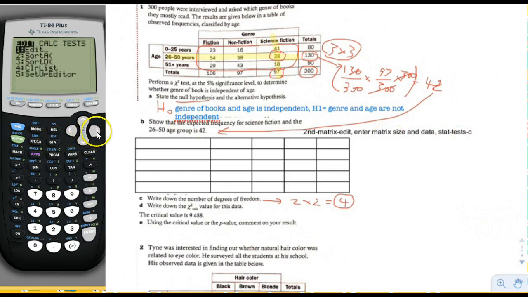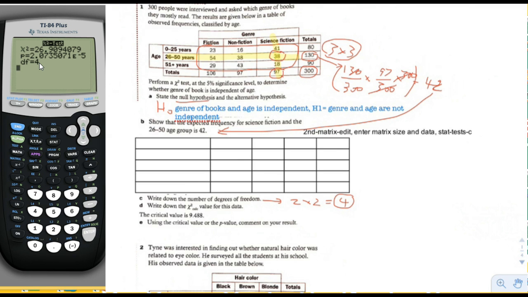Stat tests. See, that must be all the way on the next page. There we got chi-squared. And our observed matrix, we put in A. Expected matrix, you can put it in B for me. And we're going to calculate. Okay, and then it gives us all these interesting details.